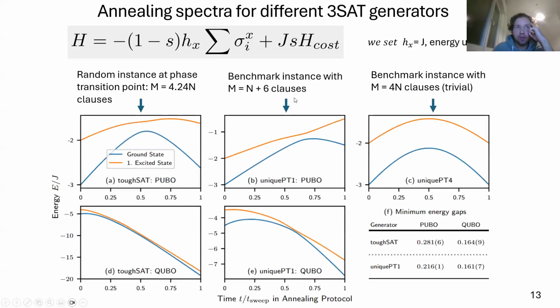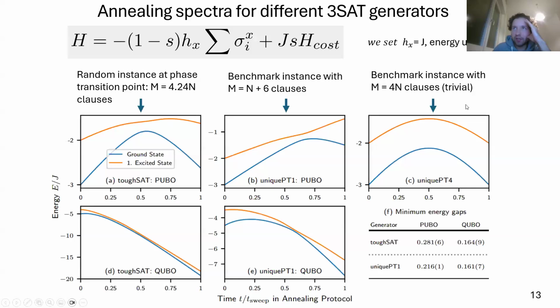Okay, so here we look at some example annealings or energy spectra during an annealing protocol for the different generators. For example, here at the top left, we have for the Tough SAT generator the PUBO formulation. And then during the annealing protocol, starting on the left with the driving Hamiltonian, ending with the cost Hamiltonian, we look at the ground and first excited state and see where the minimal energy gap occurs. And then on the bottom, we have the equivalent QUBO formulation obtained via introduction of these ancillary variables, like I discussed before. And here the same thing for these unique-SAT instances, PUBO and QUBO formulation.